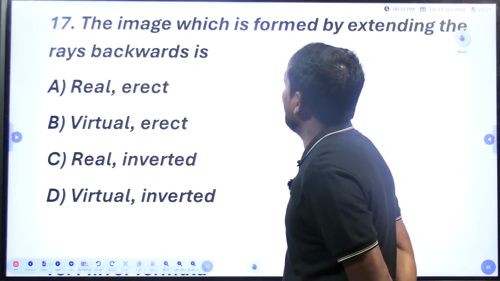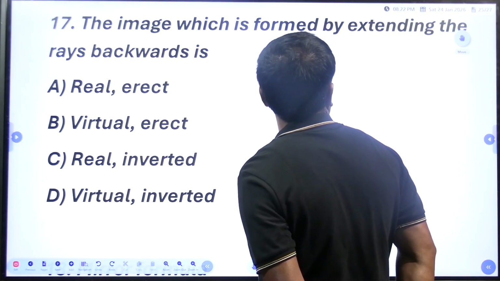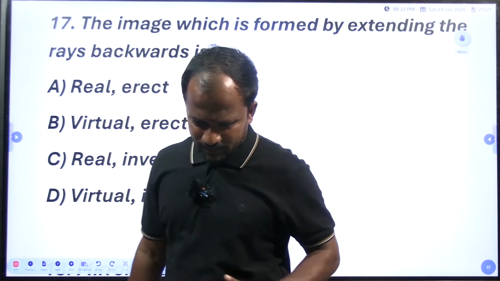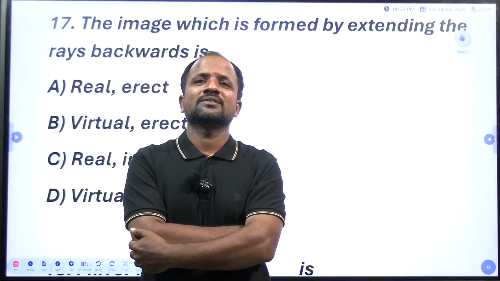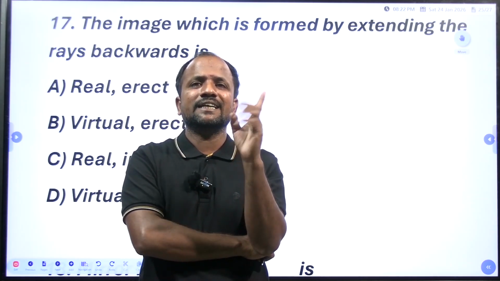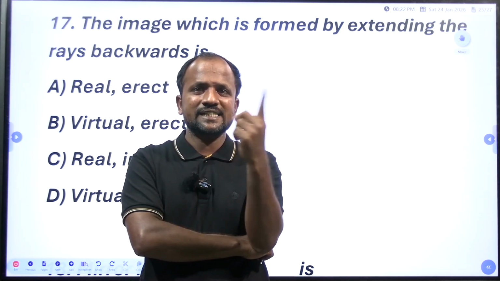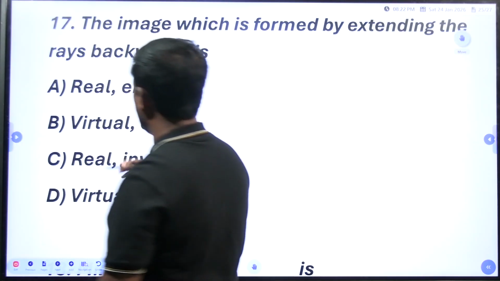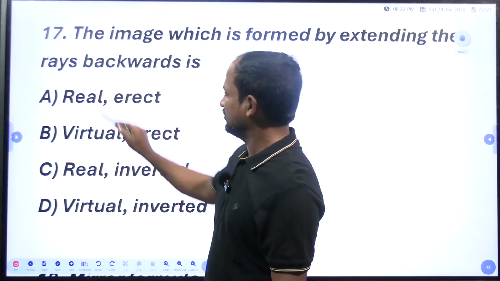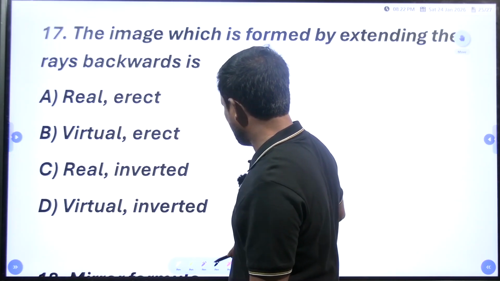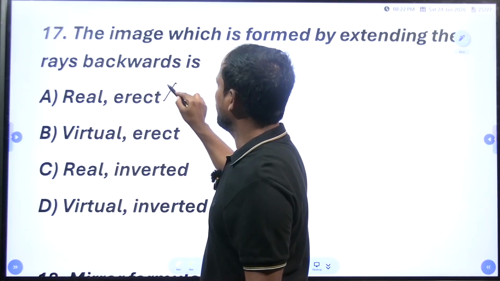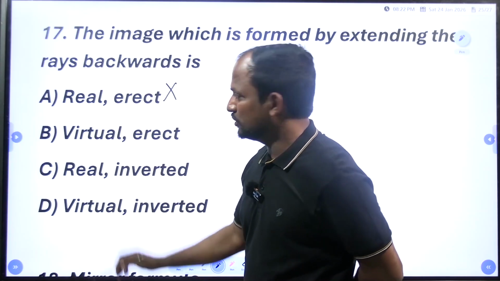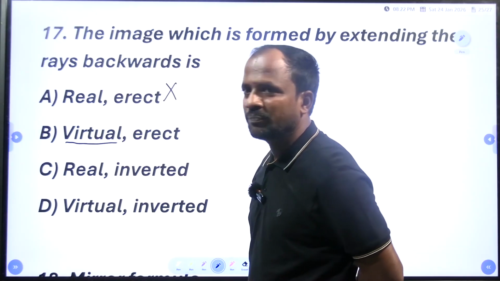17th question. The image which is formed by extending rays backwards, right, already we discussed that. Reflected rays directly intersecting form a real image. Reflected rays whose extended lines form the image give a virtual image. So first observe the options. Real. Option A, you have to eliminate it. Next, virtual. There is a possibility of virtual.